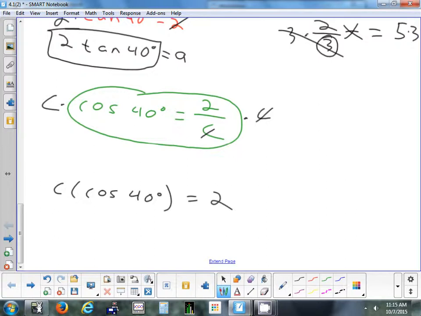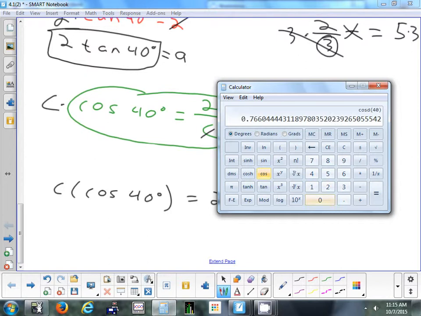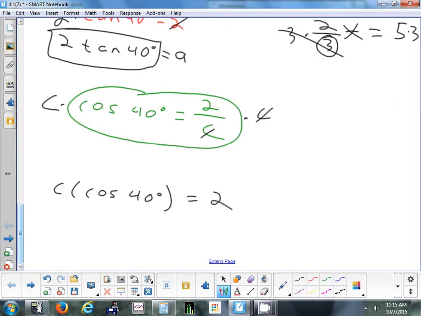And now my last step, I want to get C by itself. So how would I move cosine 40 to the other side? I would divide. This is just C times a number. I don't know what the number is, I could find it if I wanted to. 0.77. C times 0.77 equals 2. You're going to divide by cosine 40. Don't round it to 0.77, just divide by cosine 40.